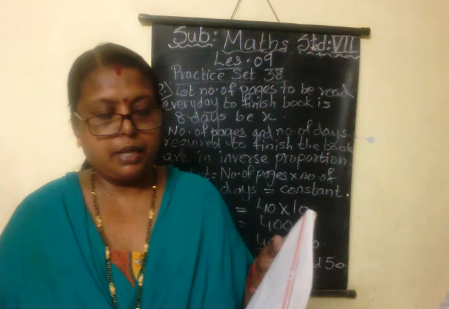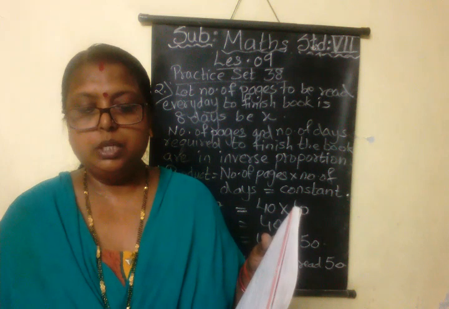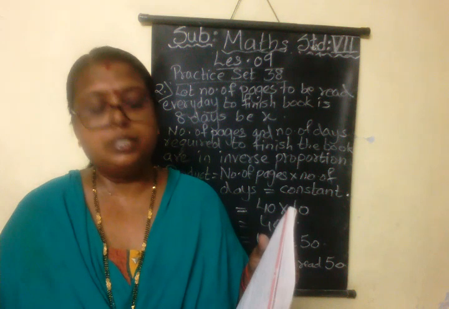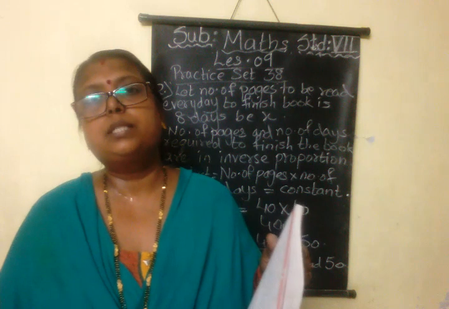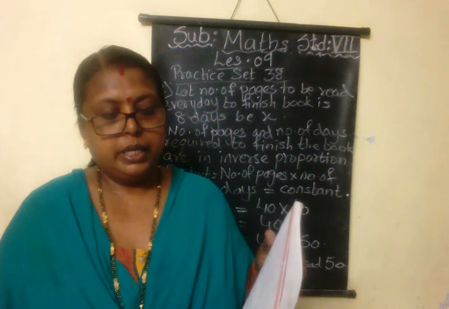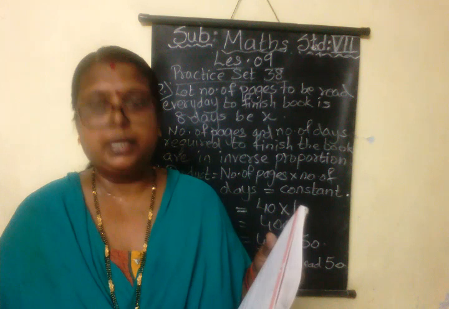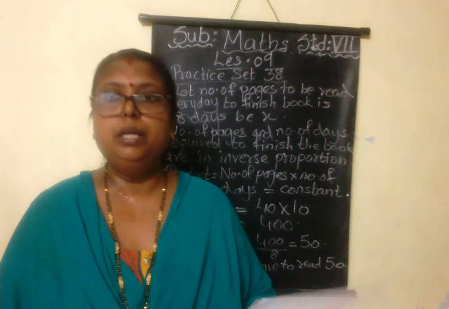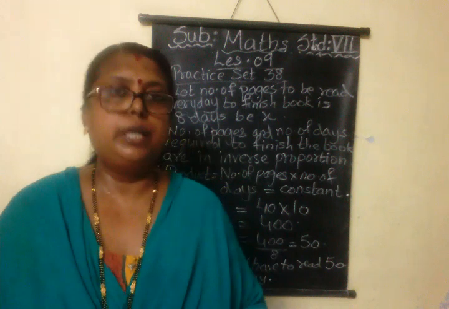Mary cycles at 6 km per hour. How long will she take to reach aunt's house, which is 12 km away? She is riding 6 km per hour. So 6 how many times 12? 6 2s are 12. So 2 hours. If she cycles at the speed of 4 km per hour, then what will be the time required? The time required will be 3 hours. Okay. So same way you have to do.